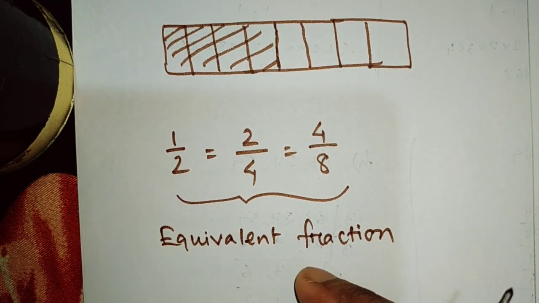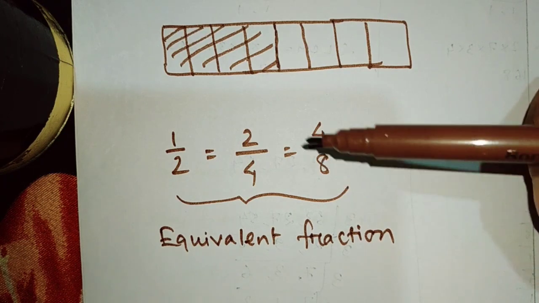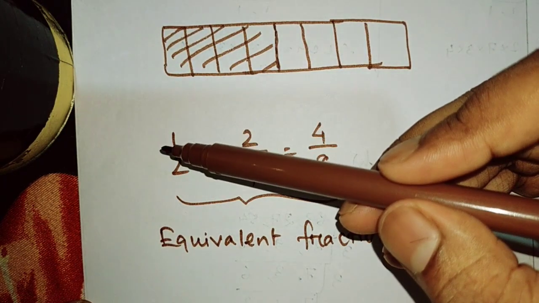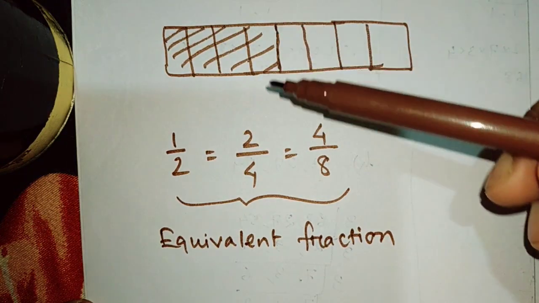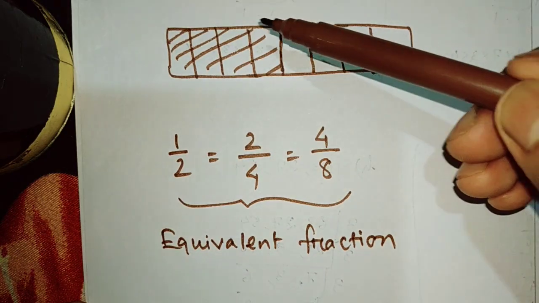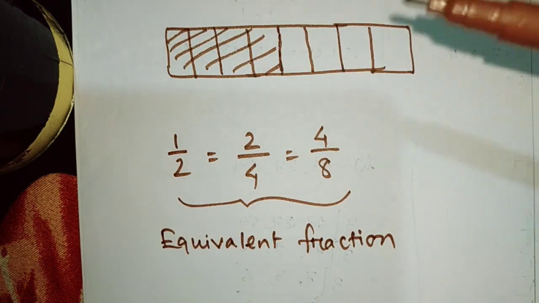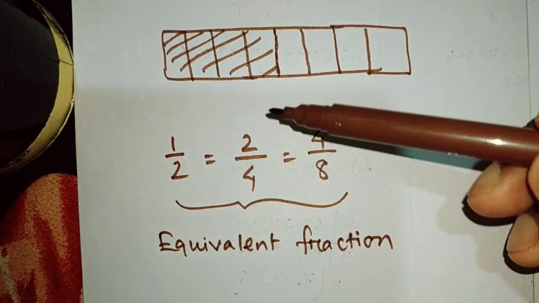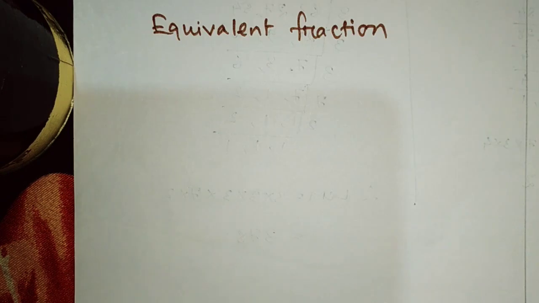Okay, equivalent fraction means what? The fractions whose value remains same. You can see the half was same, this quantity, 2 by 4 also was this quantity, and 4 by 8 was also this same quantity. Okay, that means these kind of fractions are called equivalent fractions.